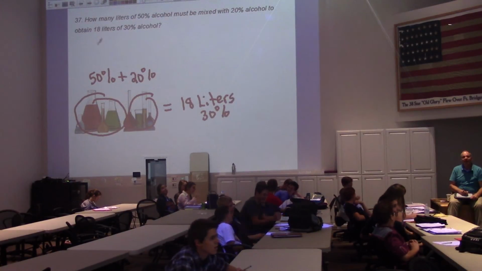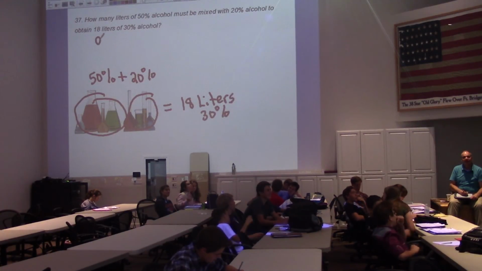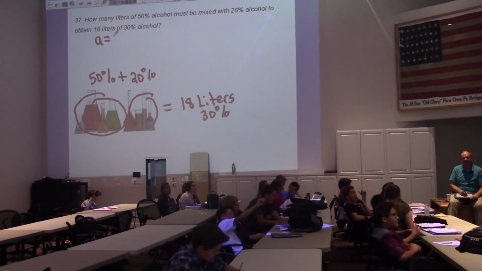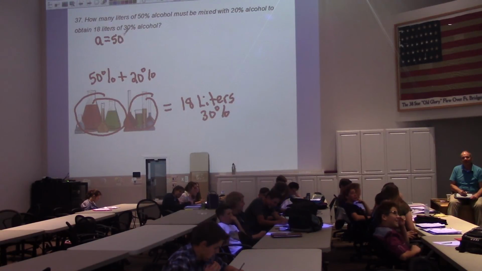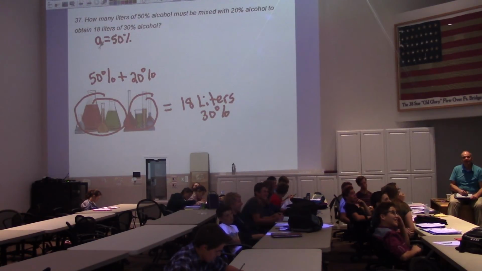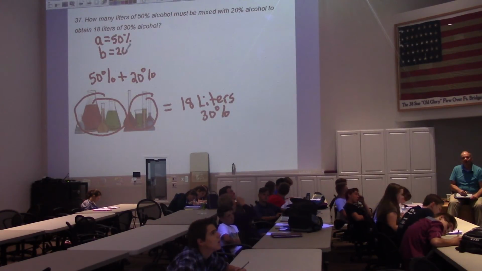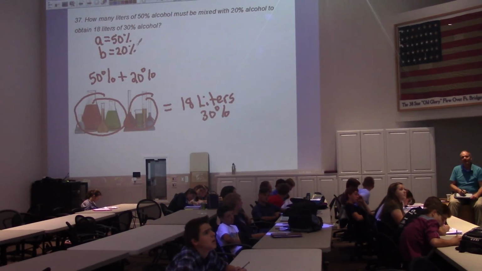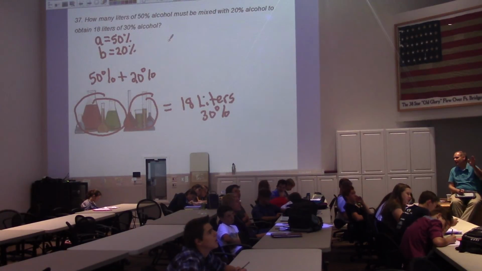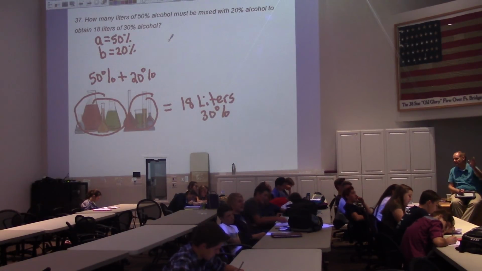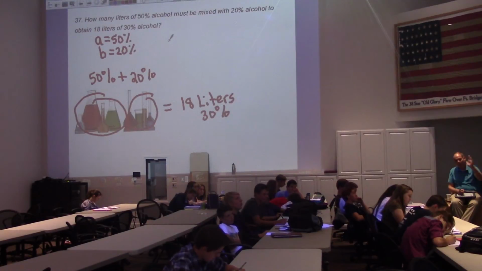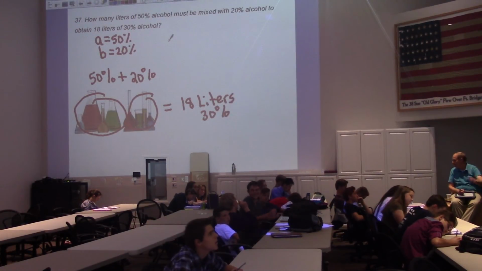Okay, so we have to assign things. I'm going to assign the letter A to be 50%. Let's assign this on our paper. I'm going to assign the letter B to be 20%. I got a question for you guys. Does it matter how we assign A and B initially? Does that matter at all? Not one bit. Just assign them.